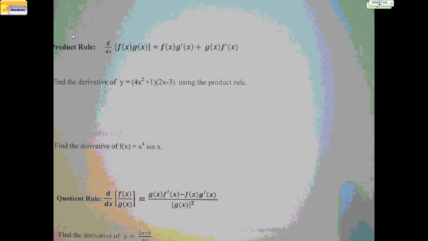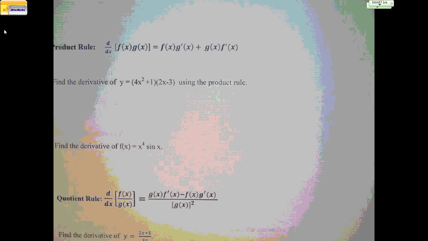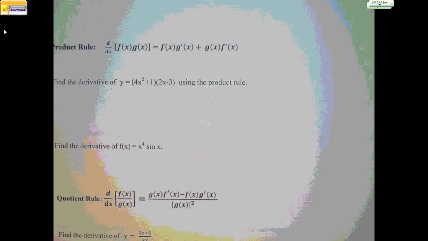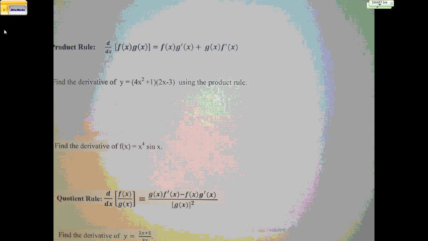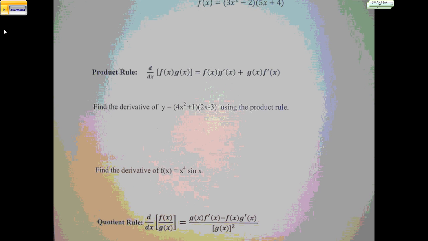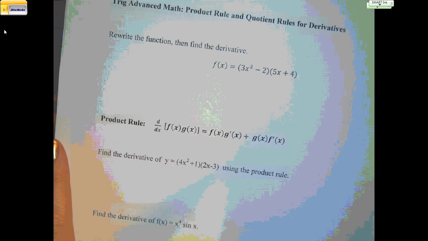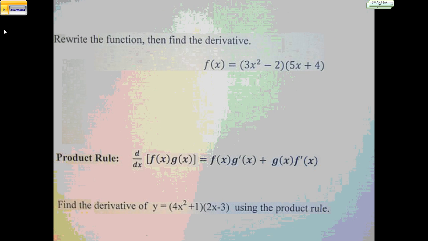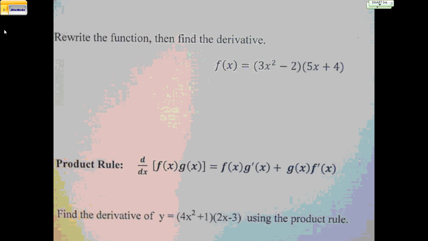So last week when we were talking about derivatives, you learned about the power rule, and you learned about the rule for adding and subtracting. We did not talk about multiplying and dividing because those are kind of some different kinds of animals. So let's start out. The very top says rewrite the function and then find the derivative.